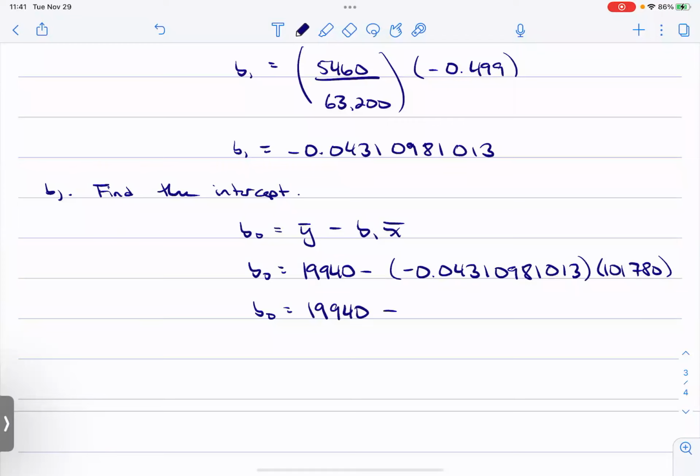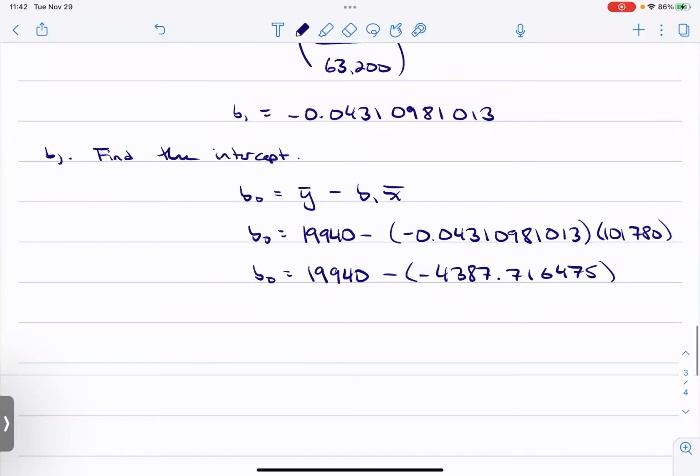19,940 minus, and once I've multiplied that out, negative 4,387.716475. And I write it like that to emphasize that I've multiplied those two together, which lands me at an intercept of 24,327.71647.